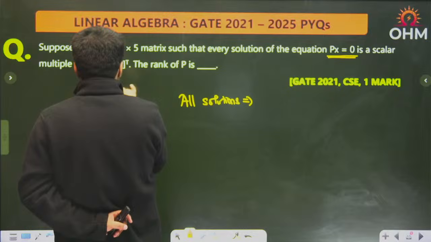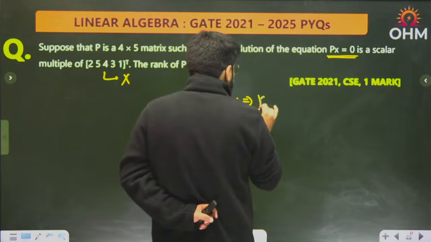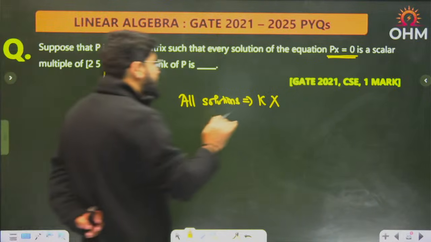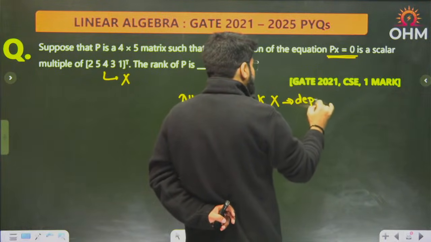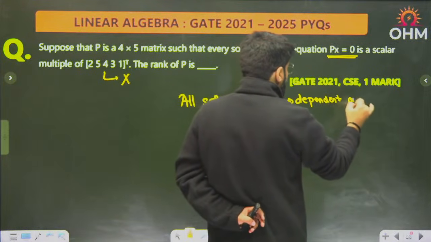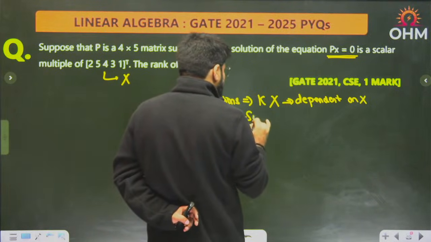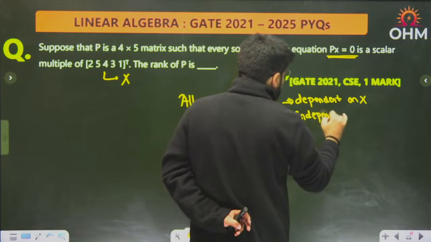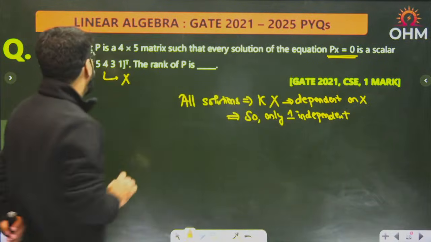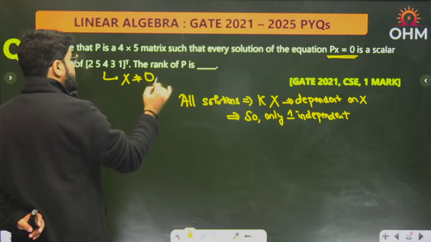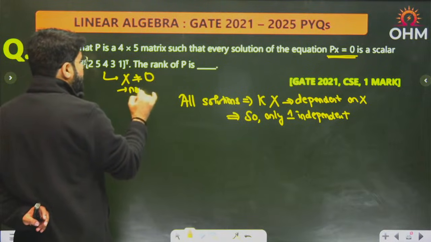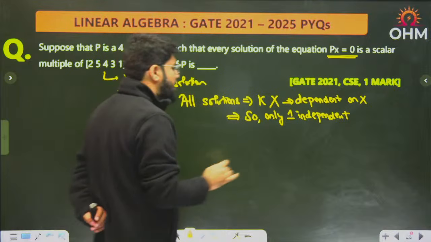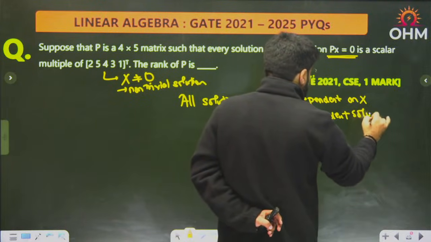Let's say this is some vector x. So all solutions are scalar multiples of this, that is kx. All solutions are in the form of kx. That means all of the solutions are dependent on x. So how many independent solutions? Only one independent solution. So it's a homogeneous system of equations with a non-trivial solution. Why non-trivial? Because there is a non-zero vector, a non-zero solution means non-trivial solution. But only one independent solution.